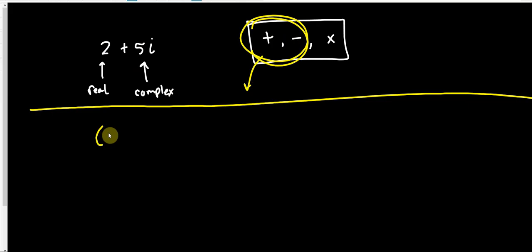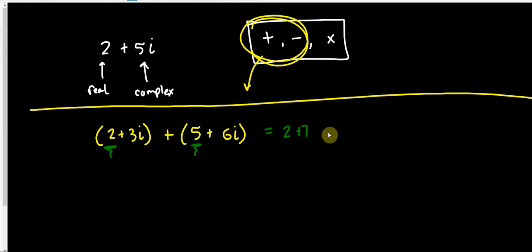Let's say I give you two complex numbers, like 2 plus 3i, and I want you to add to it another complex number, like 5 plus 6i. Well, all I have to do is add like terms. The real pieces, the 2 and the 5, can add together. I'm going to be annoying and show an extra step, 2 plus 5, my real pieces. And then my complex parts, positive 3i and plus 6i can be combined.